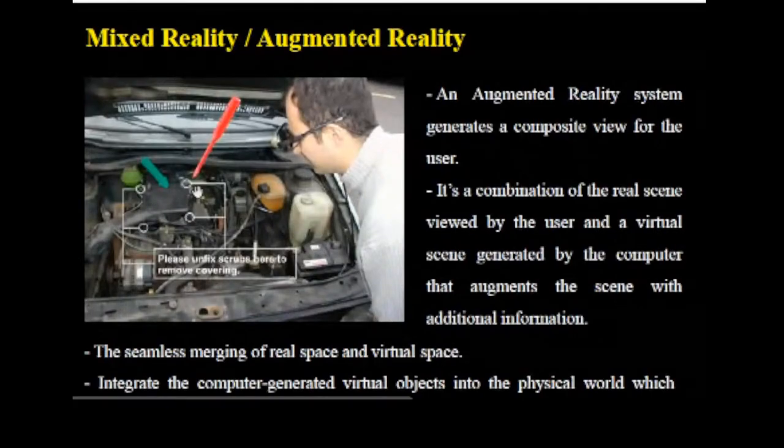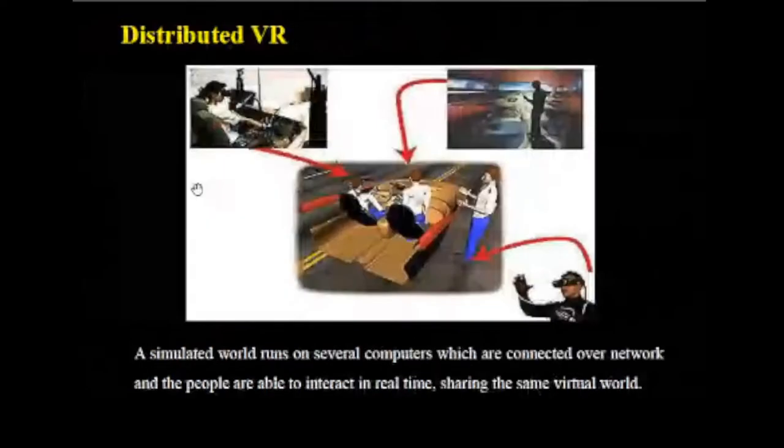So an augmented reality system generates a composite view for the users. On one hand he is seeing the real objects, and on the other hand he is also seeing the virtual objects. So it is a combination of the real scene viewed by the users and the virtual scene generated by the computer that augments the scene with additional information. You can see that on real views, more and more information has been imparted with the help of mixed reality or augmented reality.